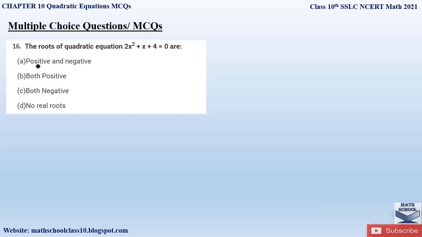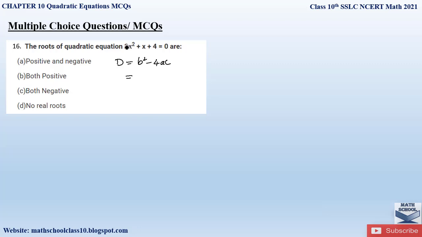The given options are: positive and negative, both positive, both negative, no real roots. So how can we find out what type of roots a quadratic equation has? We can find that out by finding the discriminant value, which is equal to b square minus 4ac. By looking at the discriminant value, we can find out the nature of roots. So we have to find the discriminant value by applying this formula, b square minus 4ac.